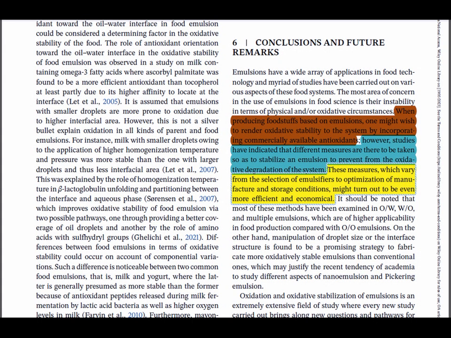When producing foodstuffs based on emulsions, one might wish to render oxidative stability to the system by incorporating commercially available antioxidants. However, studies have indicated that different measures can be taken to stabilize an emulsion and prevent oxidative degradation of the system. These measures, which vary from the selection of emulsifiers to optimization of manufacture and storage conditions, might turn out to be even more efficient and economical.